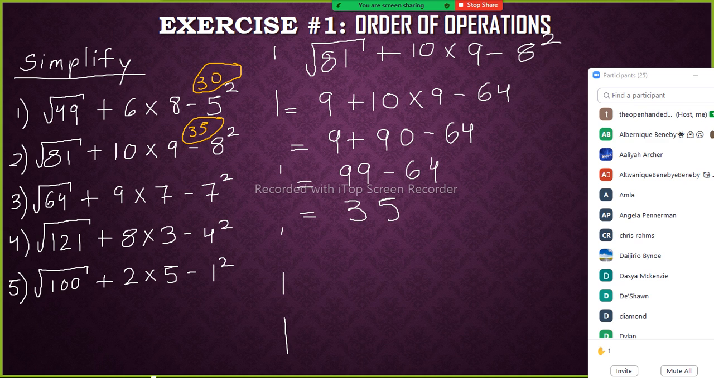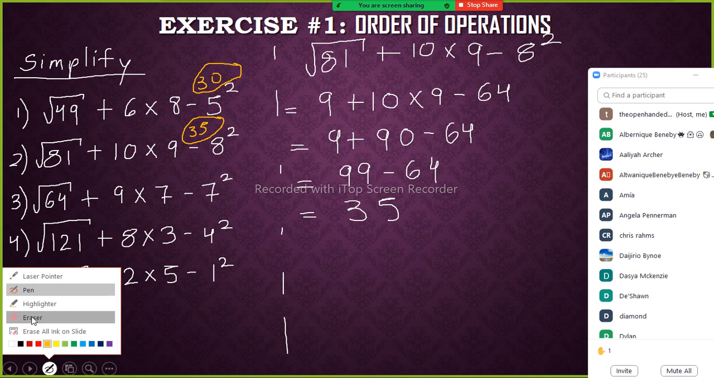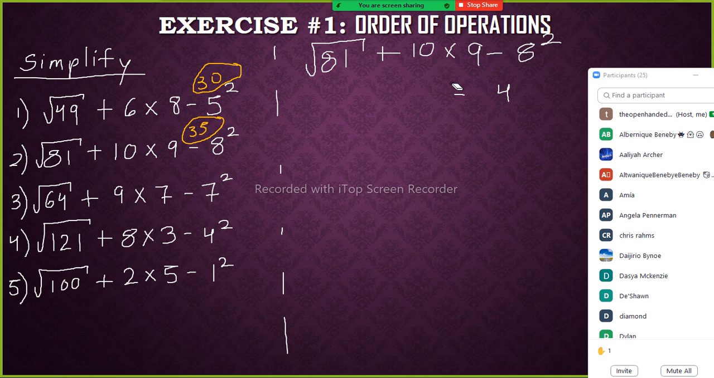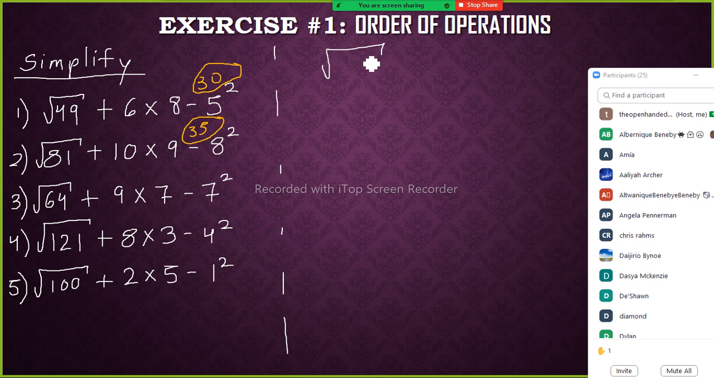Then we have number 3. Number 3 is the square root of 64, 8. Let me write it down first: 9 times 7 minus 7 squared. And so what we have here is just the square root of 64.